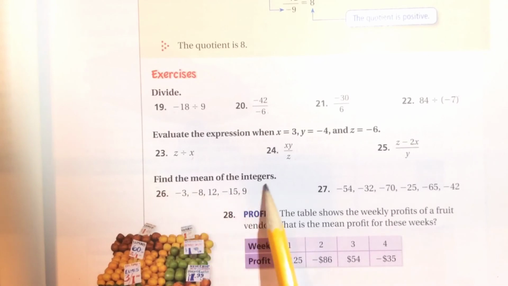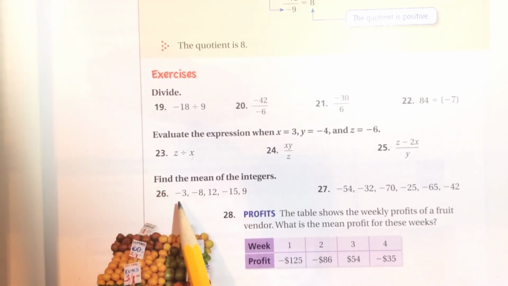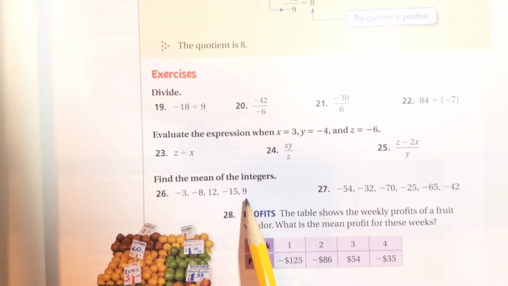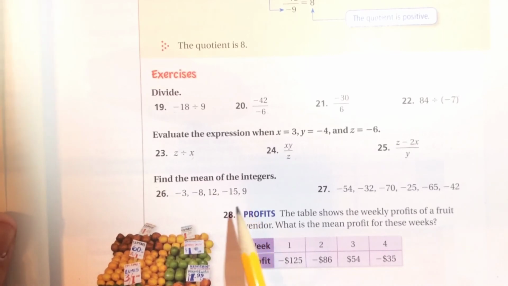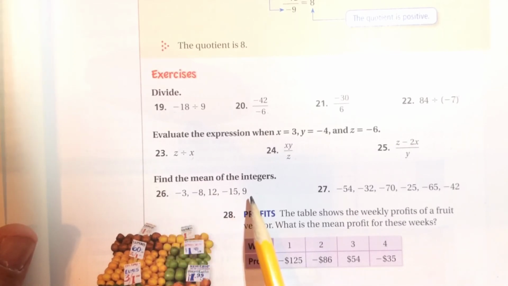Find the mean of the integers. Well, remember, to find the mean, you have to add these up and divide by how many there are. So in this case, you'll add these numbers up and divide by 5. In number 26, if you add them up correctly, you get negative 5. Then you divide by 5, and you get negative 1. So for number 26, you would get negative 1.